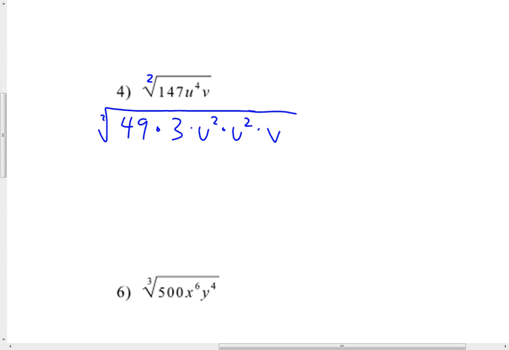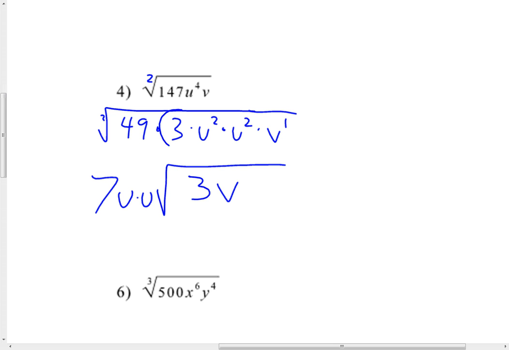Now you do the square roots that you can. What's the square root of 49? 7. Goes on the outside. What's the square root of 3? That's not good. We keep that inside. What's the square root of U2? U1. Do I need the 1? No. What's the square root of the other U2? Another U1. What's the square root of B? I can't do that. I can't break up a 1 into 2 pieces. I don't want halves. I want whole numbers. So the B stays in.